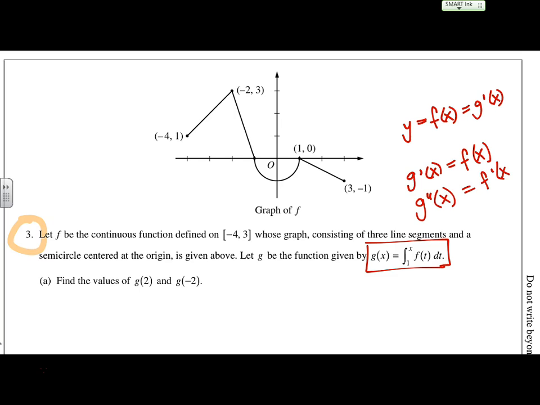F prime, which is the same thing as the slopes of f if you need it. Okay, that's just kind of like a context of what we're given, and how to think through everything. So let's go ahead and look at part A.